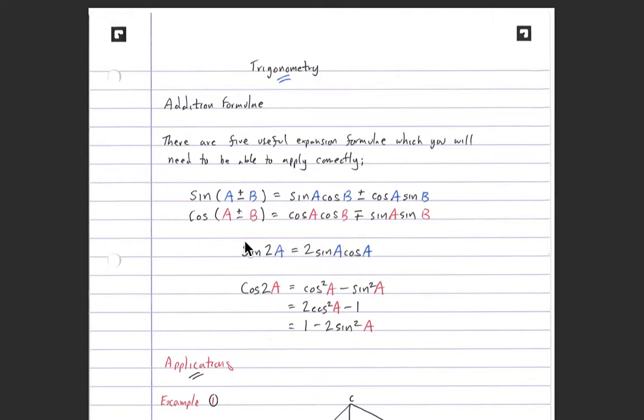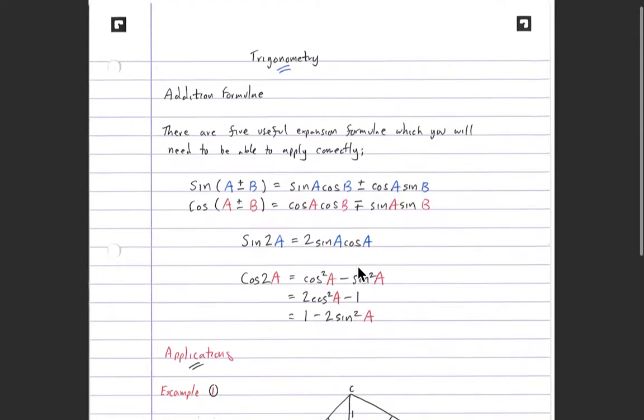And for cos 2a, if we do the same thing, we end up with cos squared a minus sine squared a, which if we play around with this and use the fact that sine squared a plus cos squared a equals 1, we can actually derive 2 other forms for this expansion. Now, you can look into this, you can study it, but ultimately we need to be able to use these correctly. Let's look at an example of how we might apply that in an exam question.